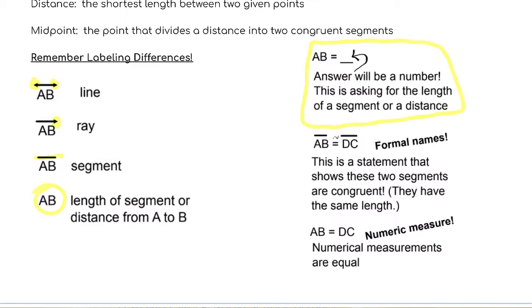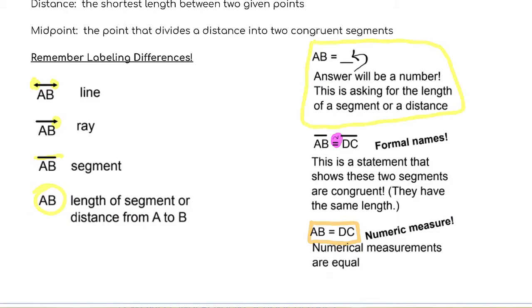Segments can have their proper name, which has the bar over the top. If you are using the name of the segment, the symbol in between will need to be the congruence symbol. This states that segment AB is congruent to segment DC. Now, very similar to that, we have down here AB equals DC. This represents the numeric measurement of the segments. So they're very, very similar. It's just really a technicality.